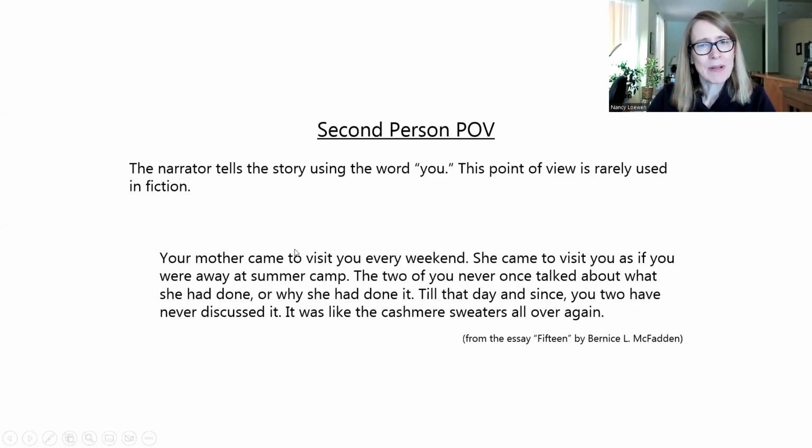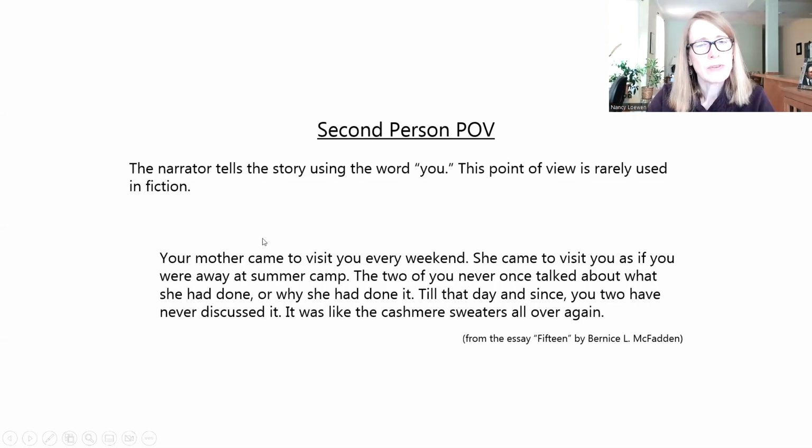So here's an example. I wasn't able to find a short story or a novel that used second person, but I have this from the essay 15 by Bernice McFadden. Your mother came to visit you every weekend. She came to visit you as if you were away at summer camp. The two of you never once talked about what she had done or why she had done it. Till that day and since, you two have never discussed it. It was like the cashmere sweaters all over again.